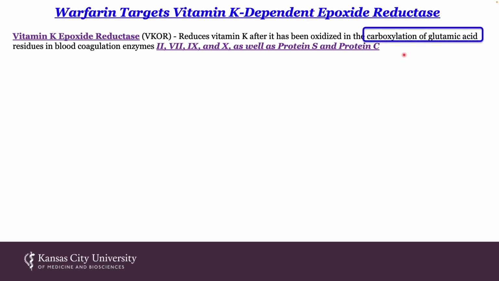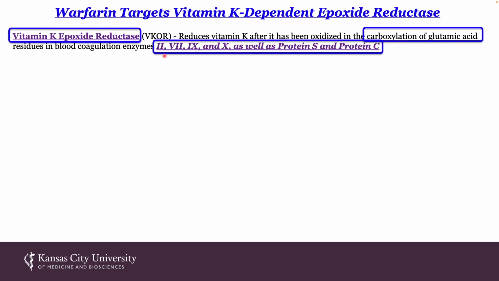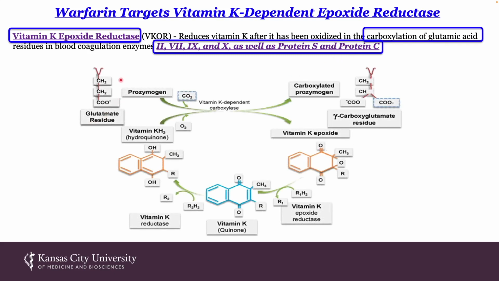The vitamin K cycle produces this interesting carboxylation of glutamic acid on factors 2, 7, 9, 10, protein S, and protein C. So inhibition of vitamin K epoxide reductase reduces the carboxylation of glutamic acid residues in these factors. And you can see that in this diagram here. This glutamate residue is present in factors 2, 7, 9, 10, protein S, and C.